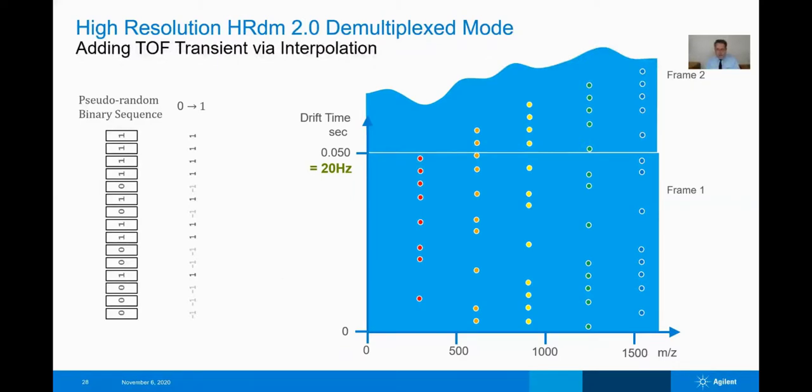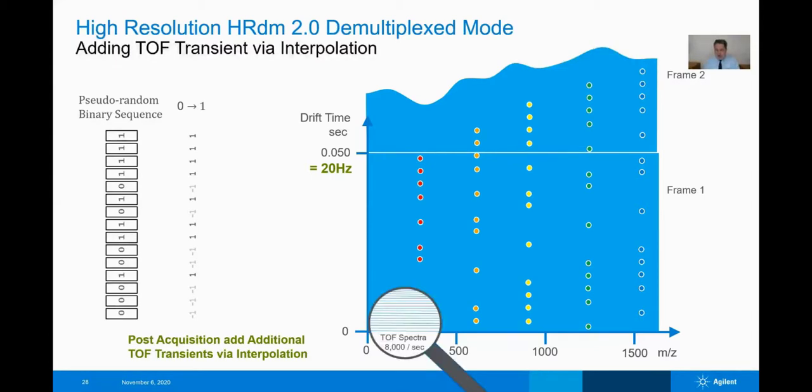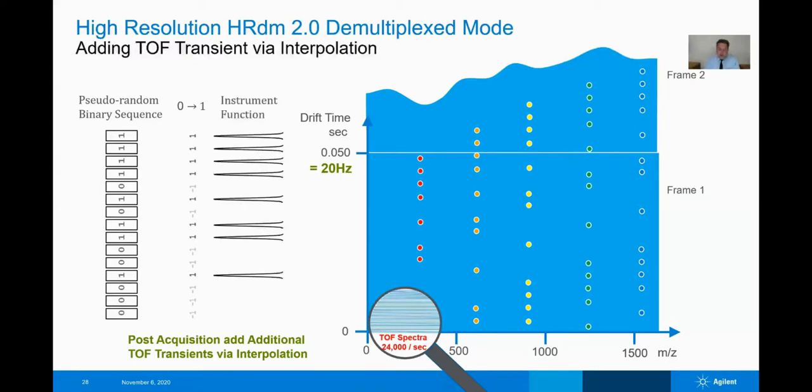So we realized that those points were starting to get so narrow that the basic TOF acquisition rate of 8,000 left the mobility separation peaks undersampled. So in a post-processing sense, before we do the deconvolution, we actually interpolate additional TOF spectra up to 24,000 per second. All right. And with that fundamental higher sampling rate, we're able to produce a higher resolution when we pass the instrument function over and apply the deconvolution algorithm. Okay.